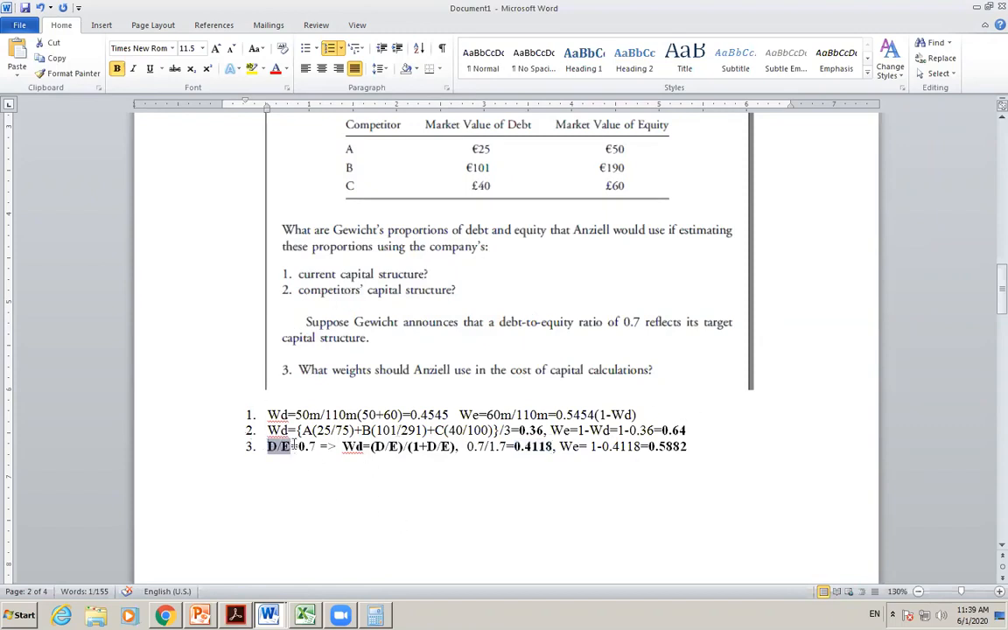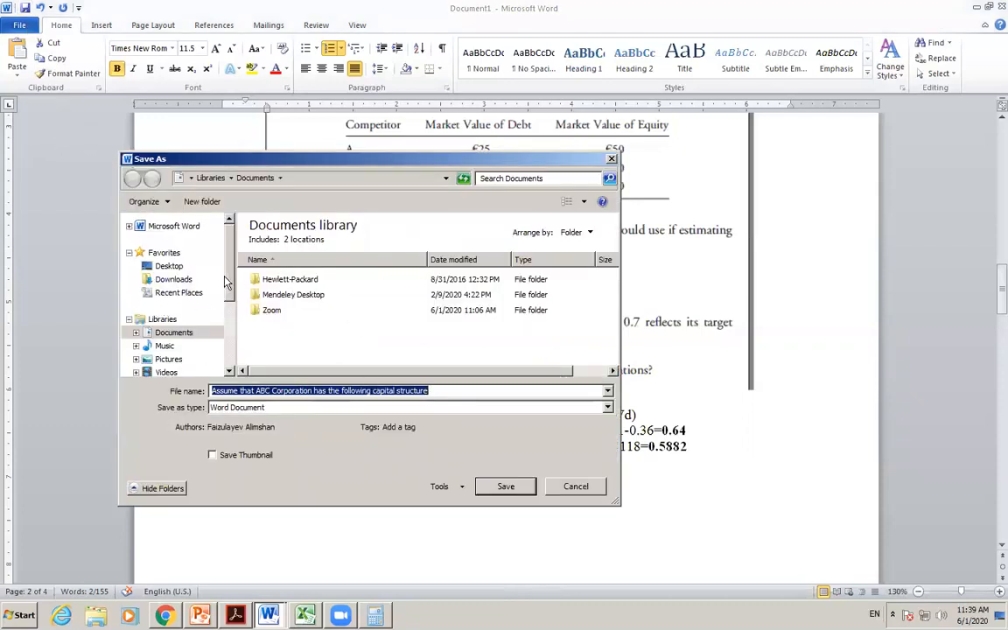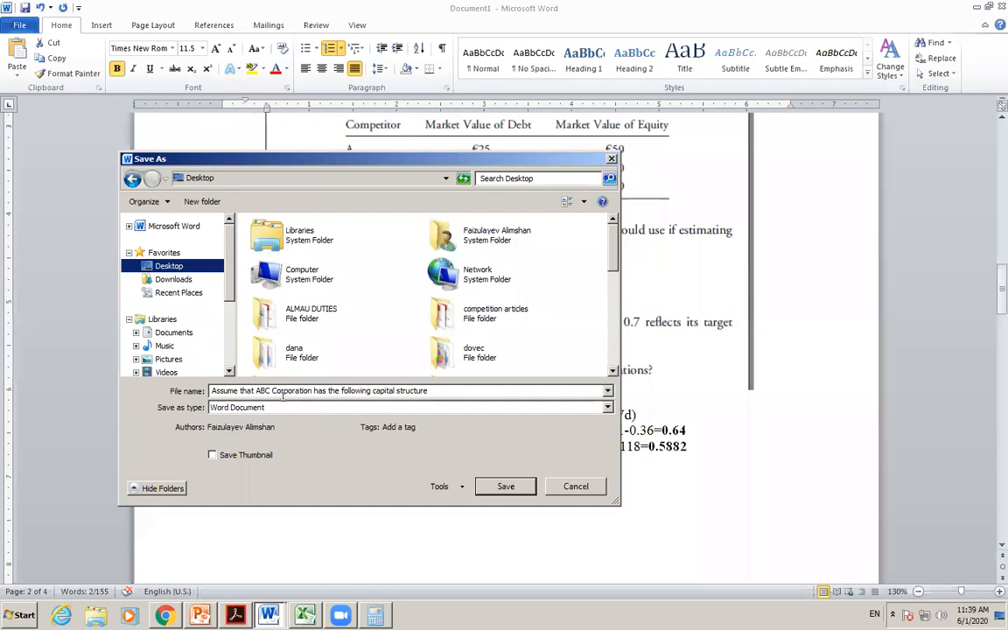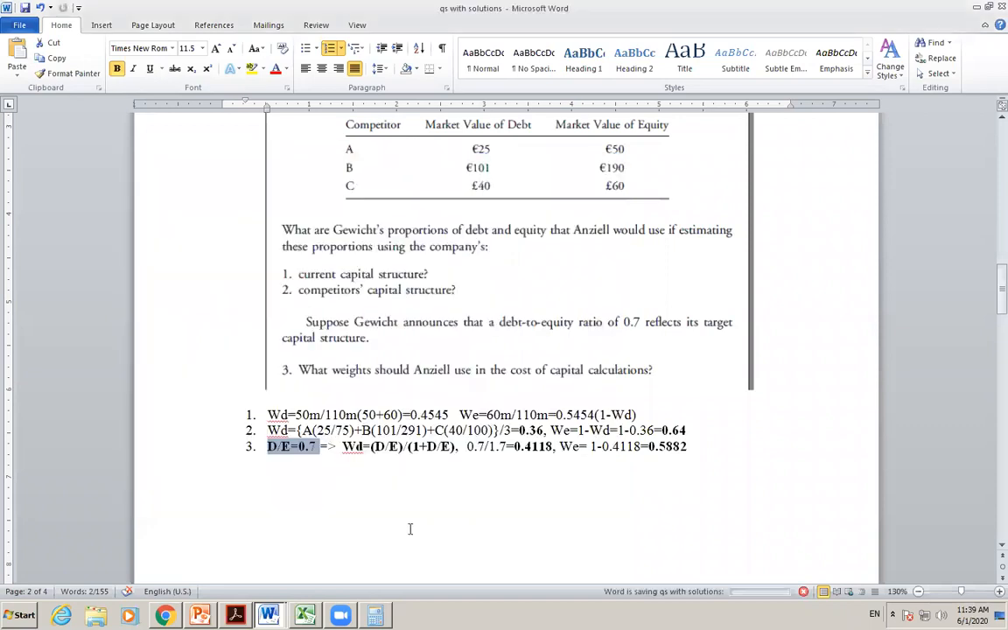If this is the target capital structure, okay? If they put the target, this is what you should follow. This should be target capital structure. And to find the proportion of the weight, this is the formulation you have to use. Do you have any questions? Let me save it. Actually, these things are given in the book. I'm just solving the book's example for you.